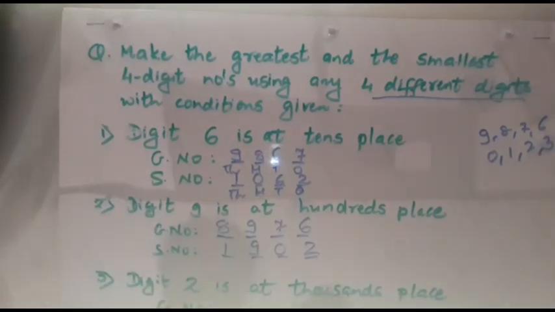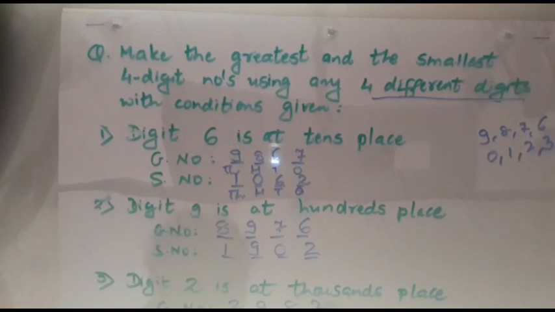Now here again, a 4-digit number you want to make. 2 is at the thousands place. So I need to write 2 here. It's fixed. Now for the greater number, 9, 8, 7. For the smaller number, 0, 1, 2 is there, then 3.